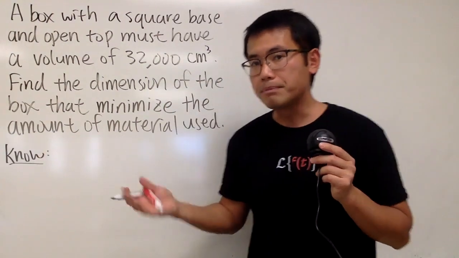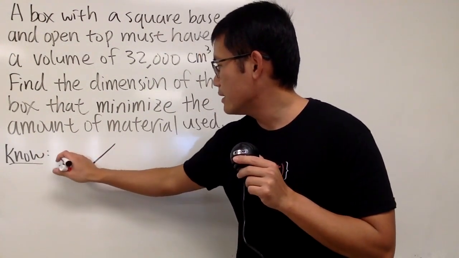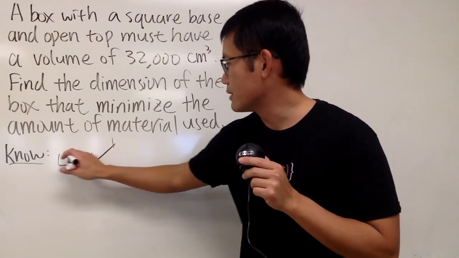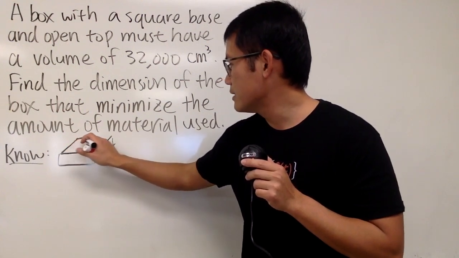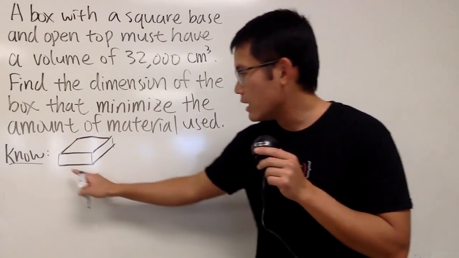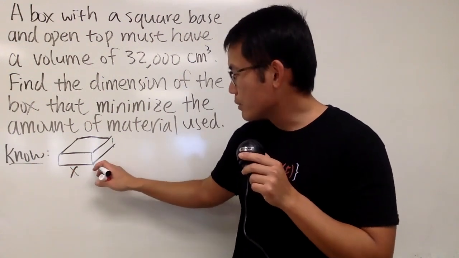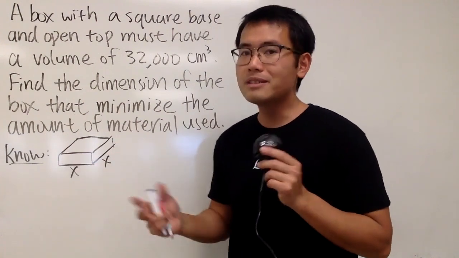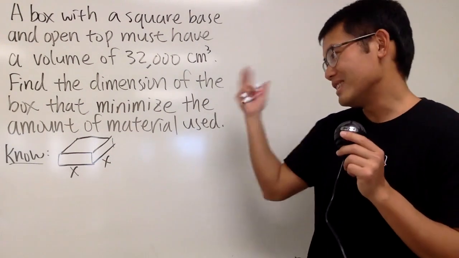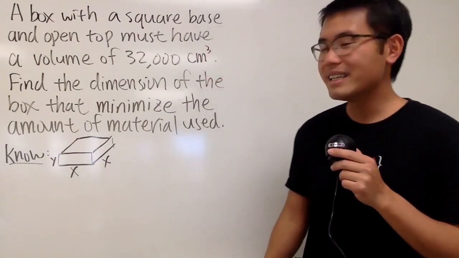We have a square base box, right? So I will just draw a 3D picture like this. First of all, because we know this is a square base, this right here, since I don't know, I'll just put down x. And that will also mean that this right here will also be x. However, the height of the box is not necessarily going to be x, because it's not a cube. I don't know yet, right? So I'll just put down y right there.